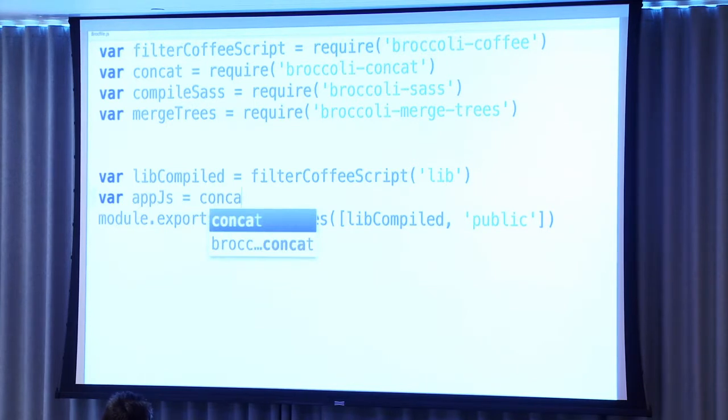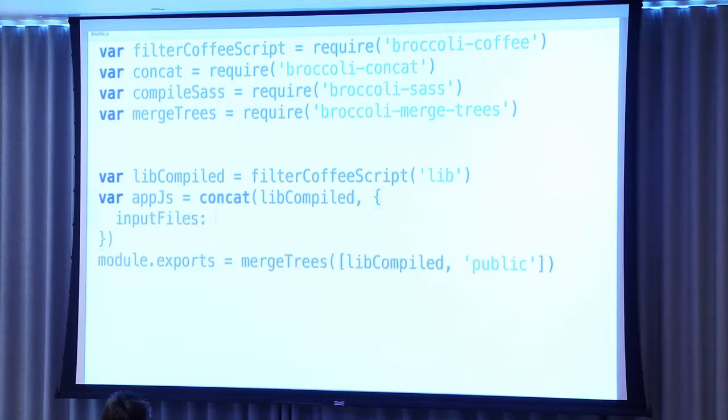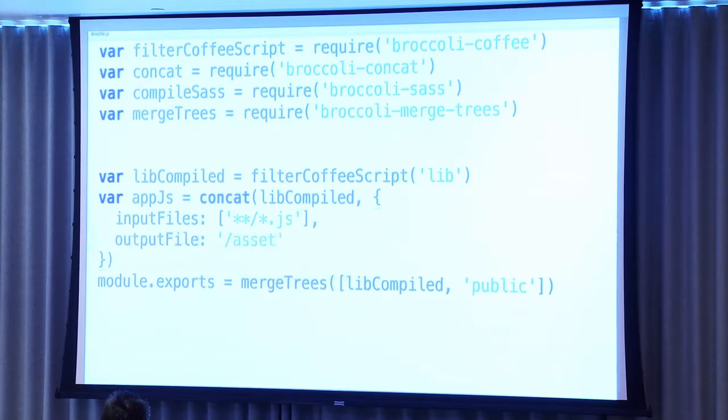But we also want to concatenate all the files. We don't want 10 different JavaScript files in the output. We just want to concatenate everything. So we're going to use a very simple concatenator. We're going to call it on the libcompile tree. Tell it to take all the JavaScript files and output a single JavaScript file.